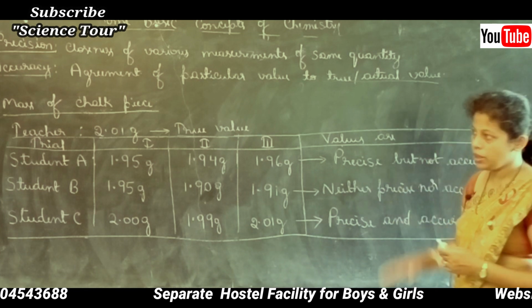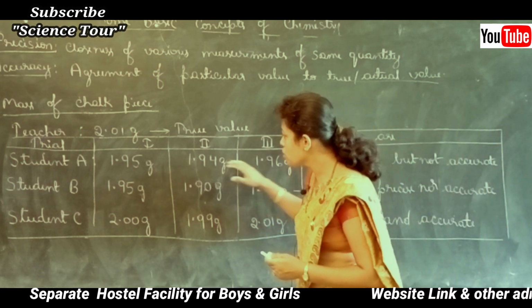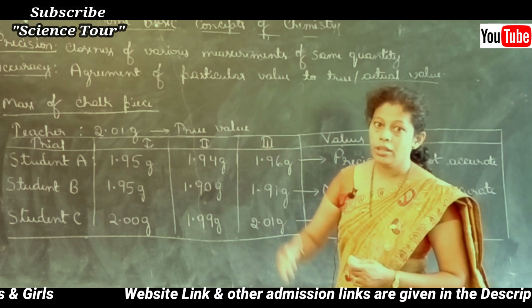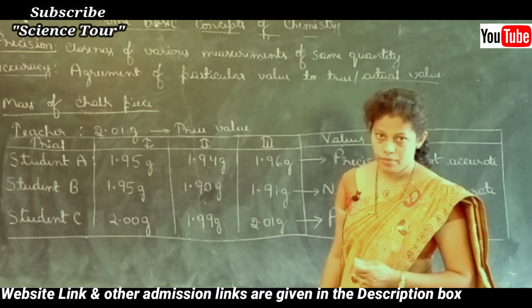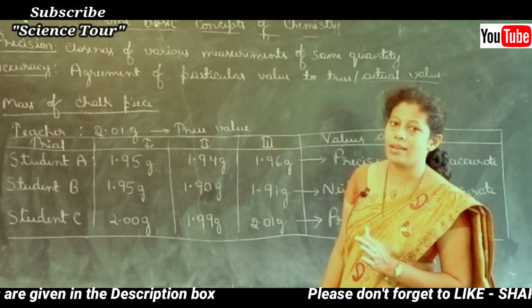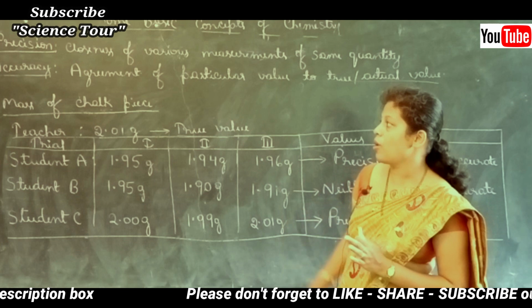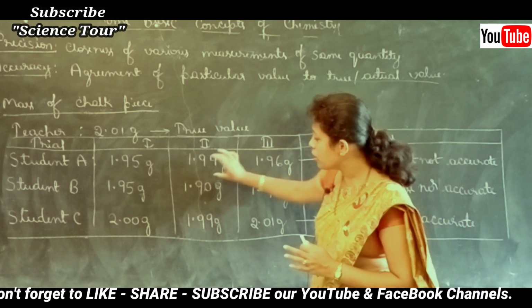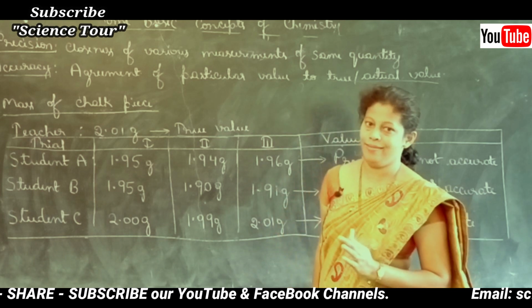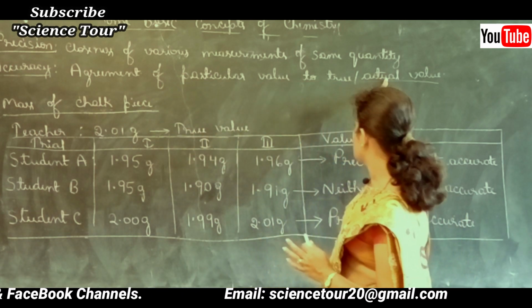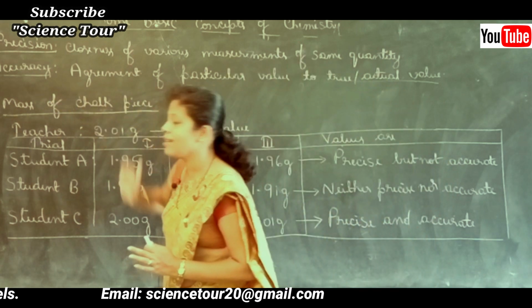Please understand, students, whatever values are measured for the same measurement at different times, if they are close, then values are precise, and that is called precision. If among the measured values at least one is close to the true value or actual value, then we call it accuracy.